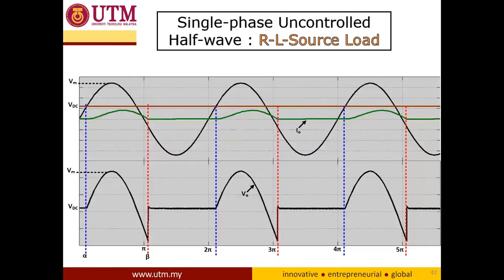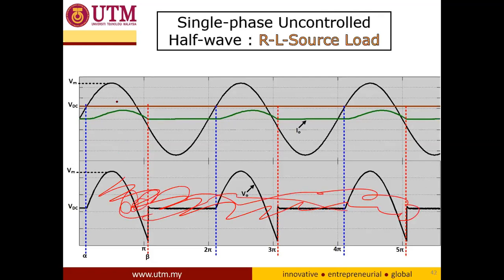I think this one shows the V out equation. I think this one is not to scale, it's not following the scale. So I plotted the red line here. This is the V out, following the V input, and then like this, and then straight using VDC, and then again. So that is the waveform of the output voltage.